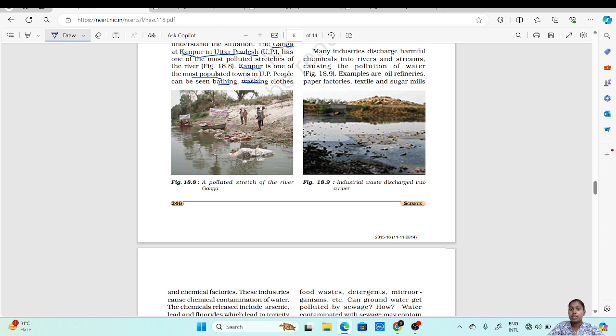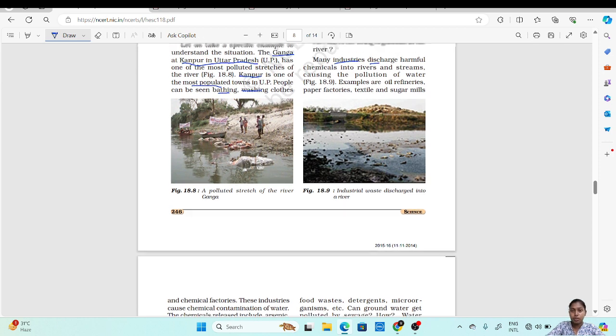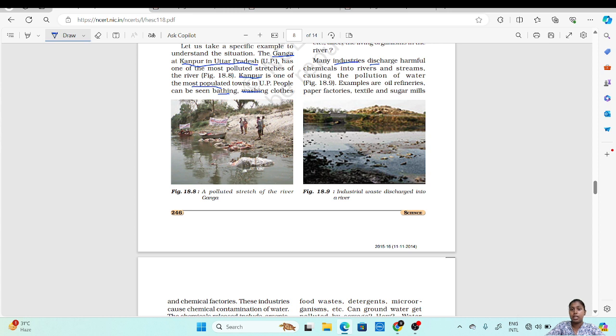So many industries discharge harmful chemicals into rivers and streams, causing the pollution of water. Examples are oil refineries, paper factories, textiles, and sugar mills.